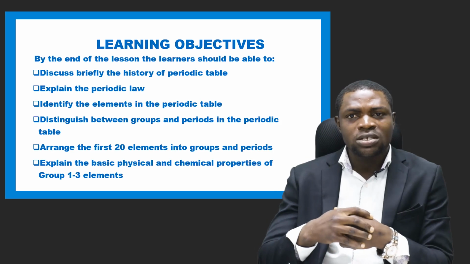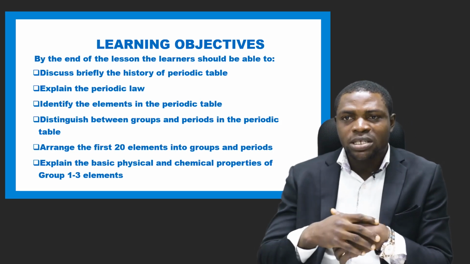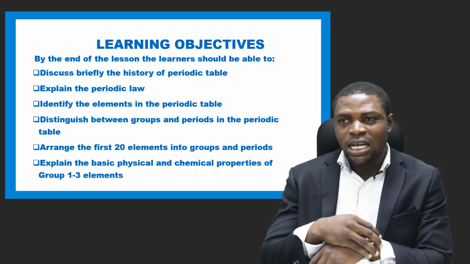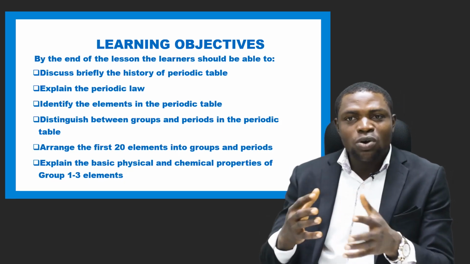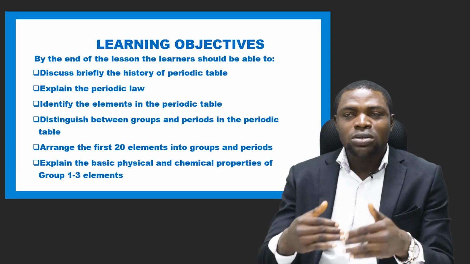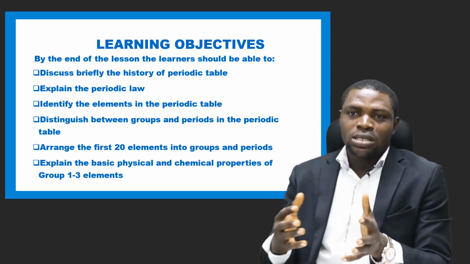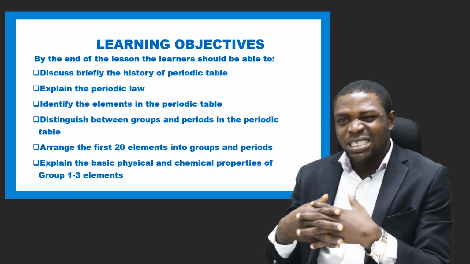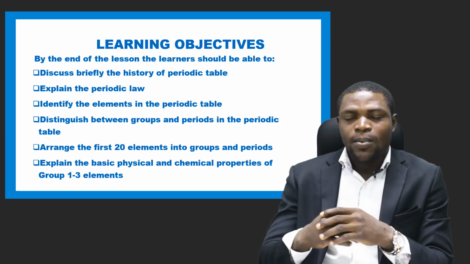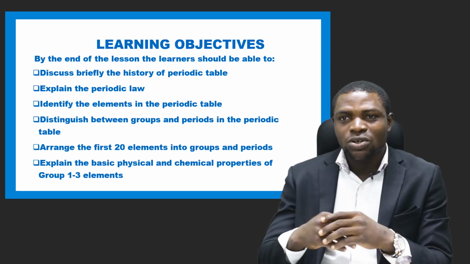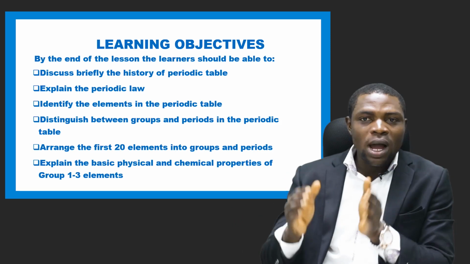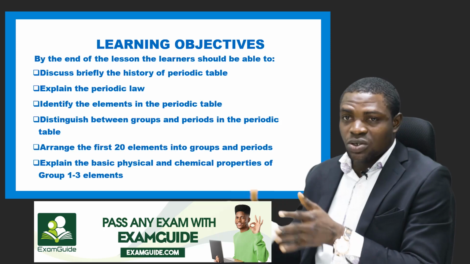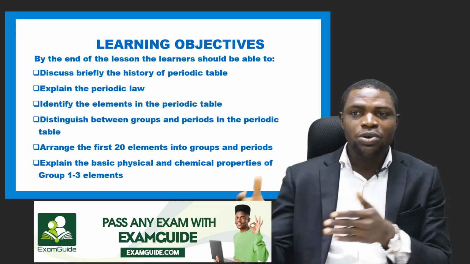Also, at the end of this lesson, you should be able to identify the elements in the periodic table. The identification is very important because by the time we begin to do chemical combination and look at different aspects of quantitative and qualitative analysis, you're going to need the understanding and the identification of the elements, how they are positioned, why they are positioned, and this is very important.